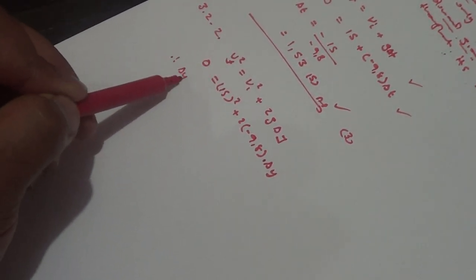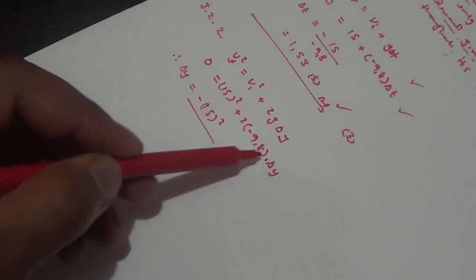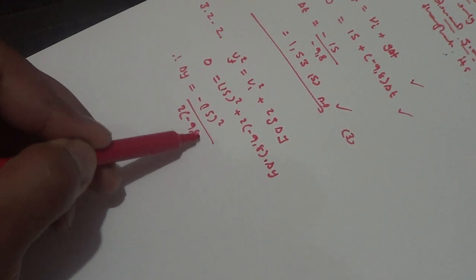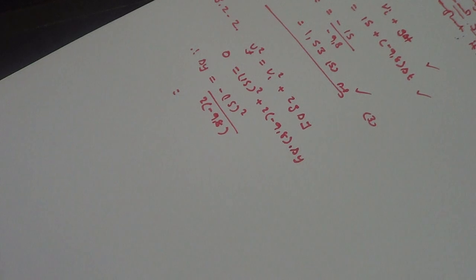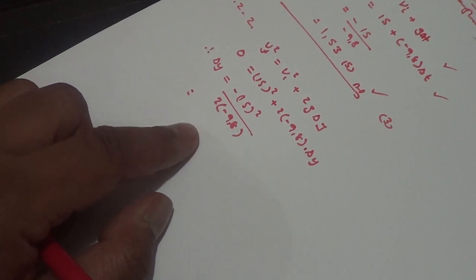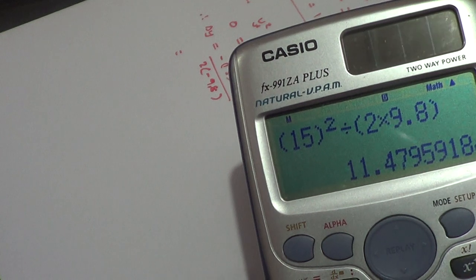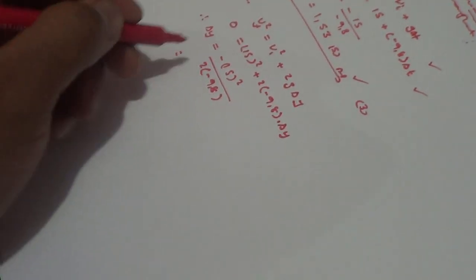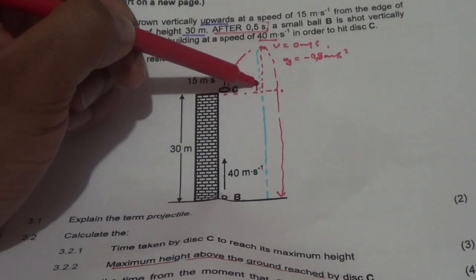Now this follows that my delta y equals minus 15 squared, all right? Because when you transpose and then you divide by 2 times this, so it's 2 into minus 9.8, like that. And you see that this is negative divided by negative, it will give us a positive answer, which makes sense if you made the right adjustments. So we have here 15 squared over two times 9.8. So I get, to two decimal places, 11.48 meters. Remember, this is just this short distance from here to there.